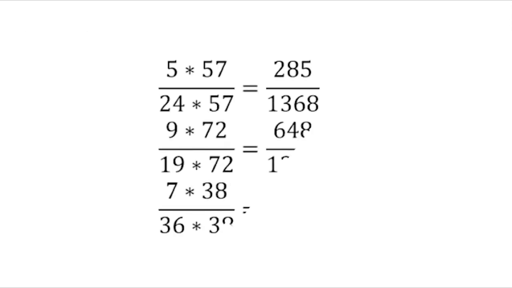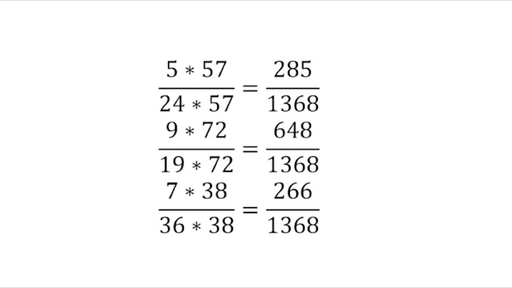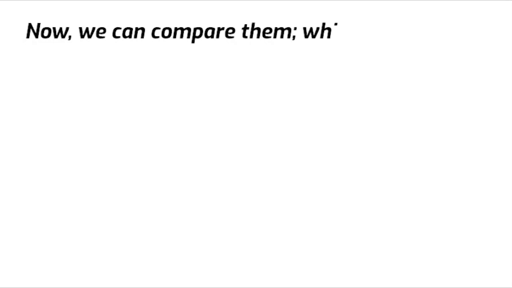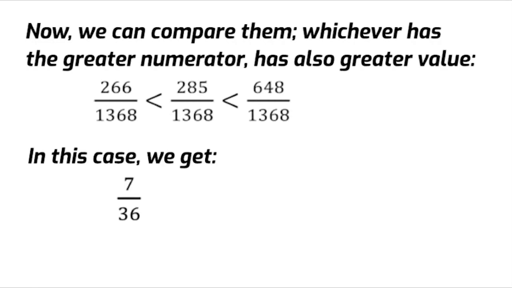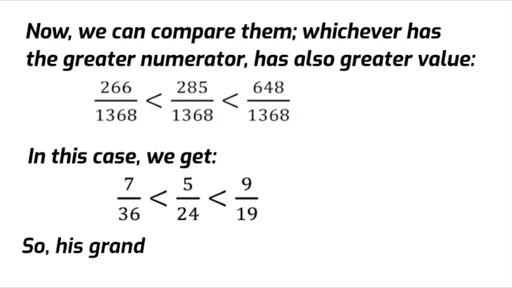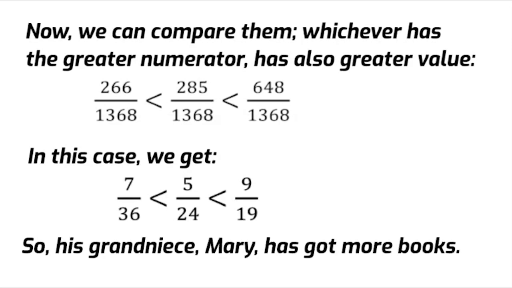And we get 285 over 1368, 648 over 1368 and 266 over 1368. Now, we can compare them. Whichever has the greater numerator, has also greater value. In this case, 9 over 19 is the greatest and 5 over 24 is the middle and 7 over 36 is the smallest. So, his grandniece, Mary, has got more books.